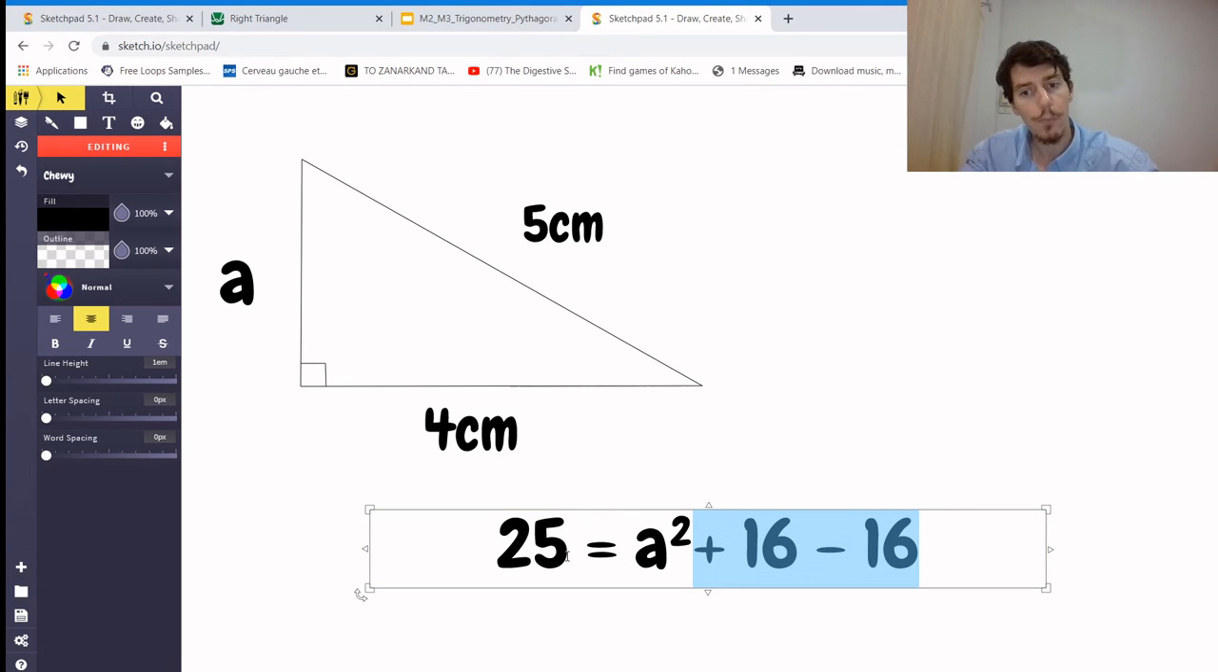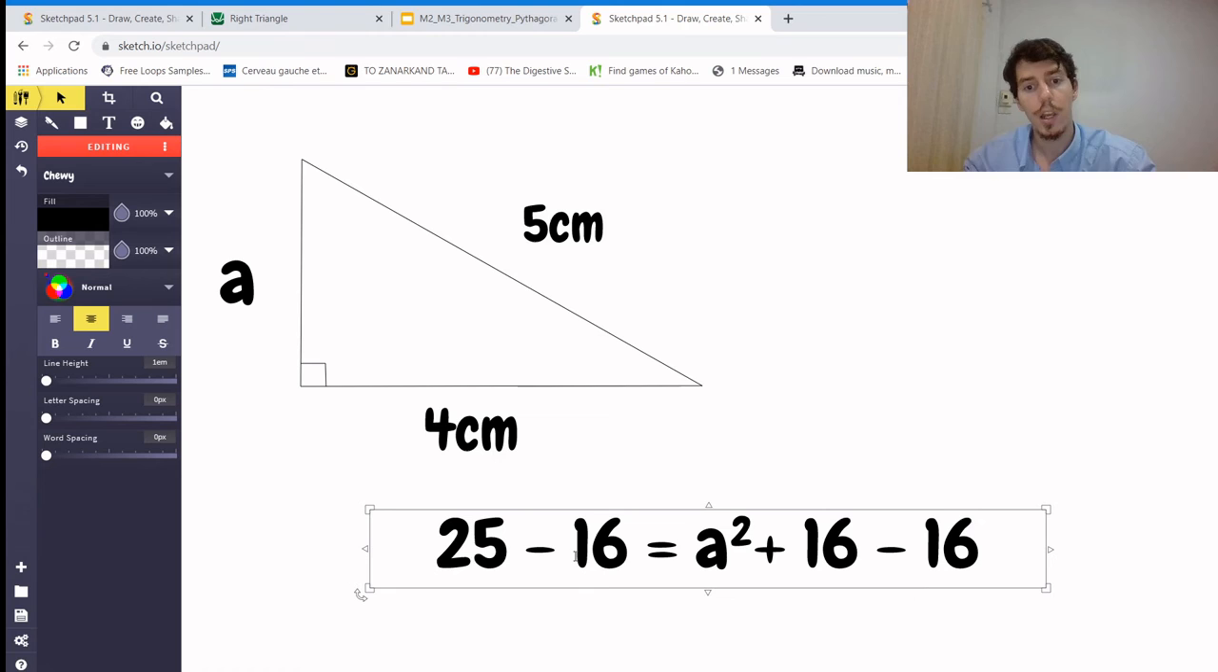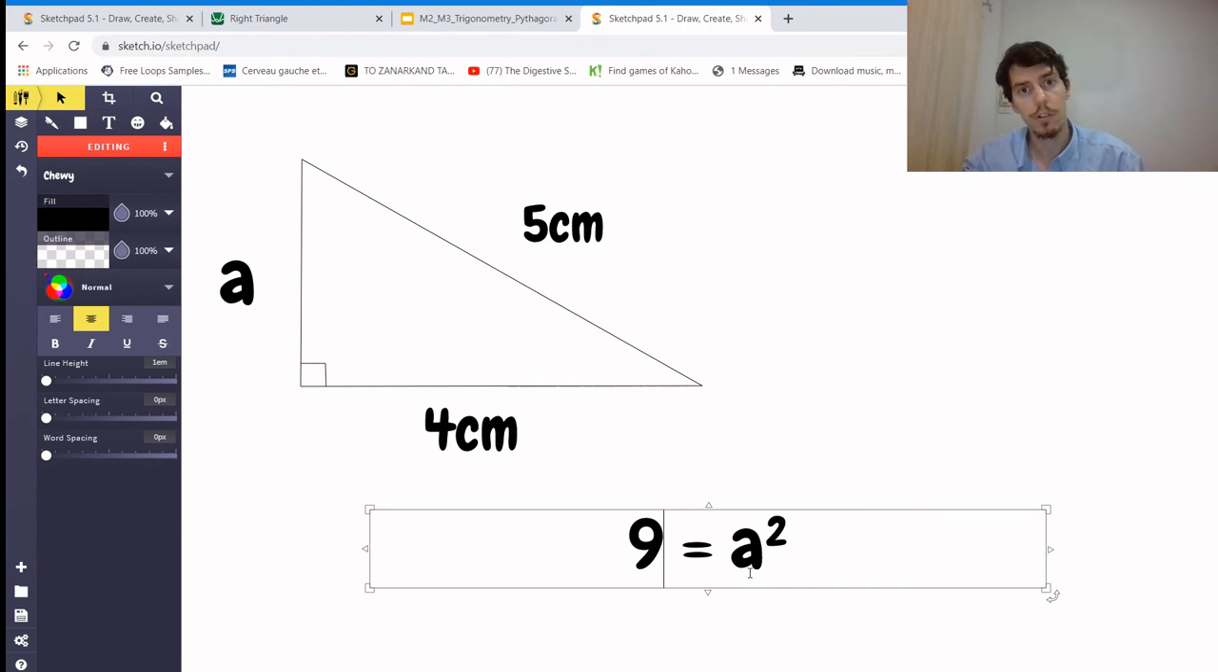But if I do the opposite on one side, I have to do it on the other side. This is very, very important, guys. When you have an equation and you do something on one side, you have to do it on the other side. So if I do the minus 16 here, I have 0, so I have only a squared on this side. But I have to minus 16 on the other side. Now on the left side, I have 25 minus 16. That is 9. True?